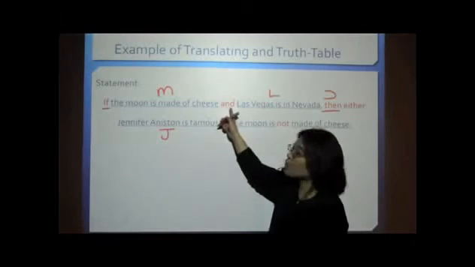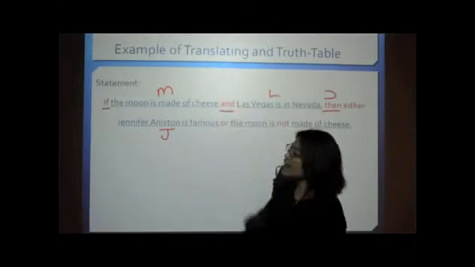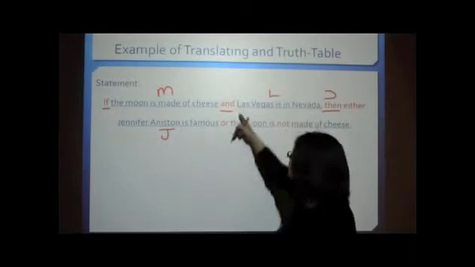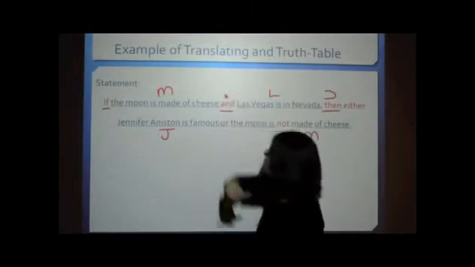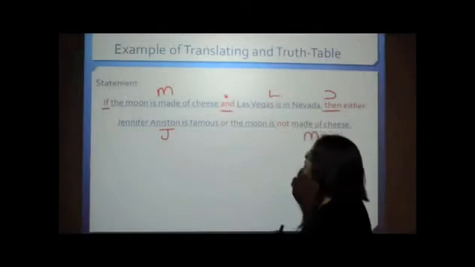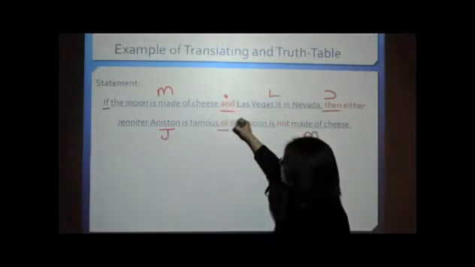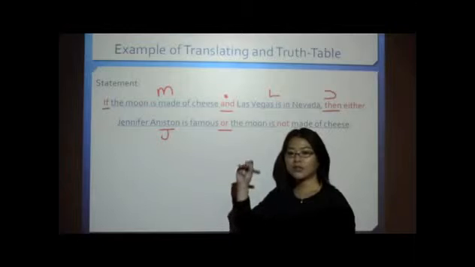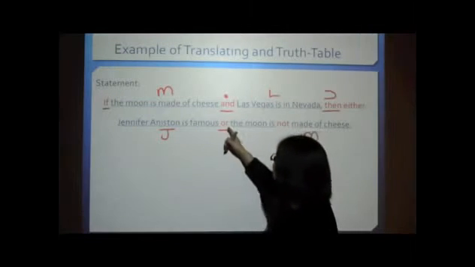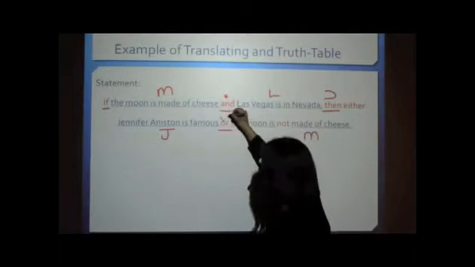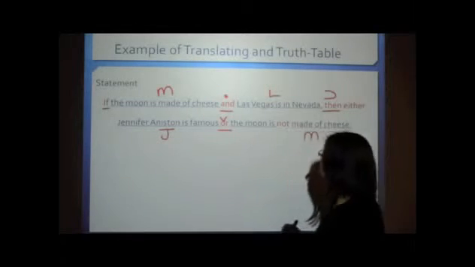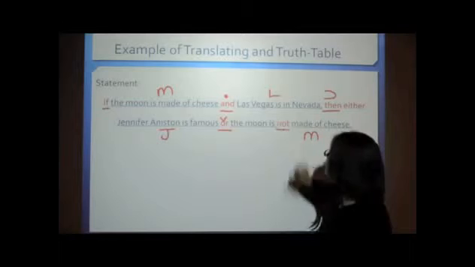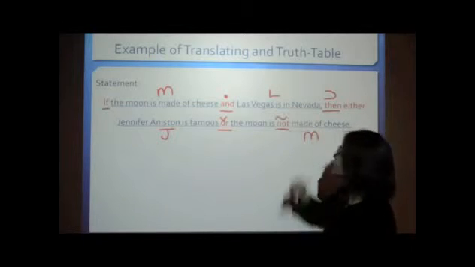We also have here the word and, okay? And indicates the conjunction dot, okay? So we're going to replace this and with the conjunction dot, okay? Then we have here the disjunction or, and or indicates that we're going to use the disjunction wedge, okay? So we're going to replace that or with the disjunction wedge. And then finally we have here the negation not, and we're going to replace this negation not with the tilde.